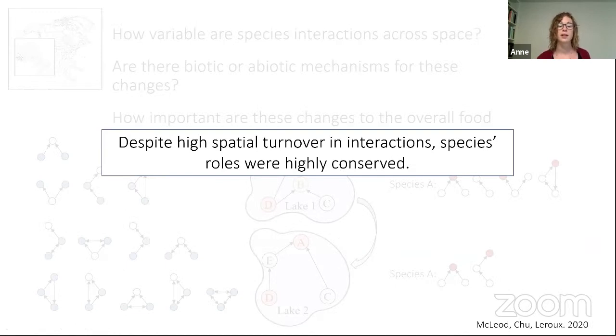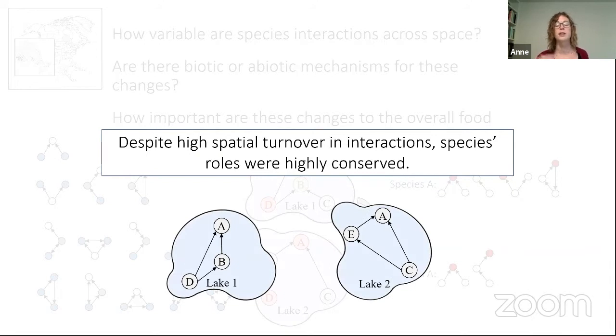So what did we see? We saw that despite this high spatial turnover of interactions, the species roles were highly conserved. So things were changing, but it didn't really matter for the overall structure of the food webs. So we see these repeated structures within these food webs. Does this mean anything? Is this important for the persistence or the stability of the food webs?